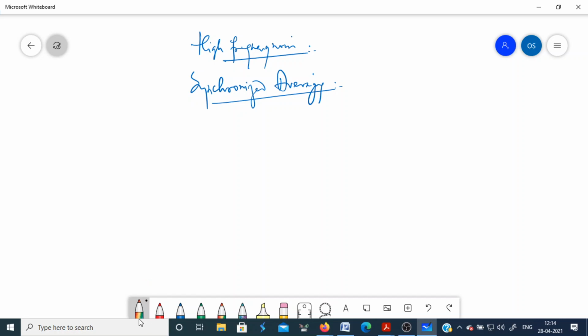Okay, so in synchronized averaging, we assume that you have multiple realizations of the same signal. Let us suppose you have a clean signal x of n and it is corrupted with some random noise zeta n, and you generate a noisy sequence y of n. Okay, x of n is the noise free signal and this is your noise. So they are added together to generate this noisy signal. So the problem is to estimate this signal from y of n.